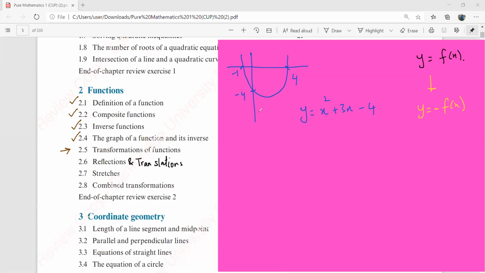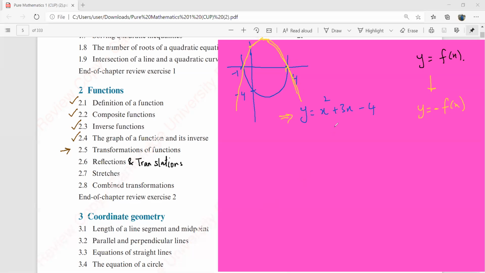Now suppose I reflect this curve in the x-axis. See what will happen to this. Now this would be like this. This yellow one is the image of this curve in the x-axis. So the equation for the blue curve is y equal to x squared plus 3x minus 4.